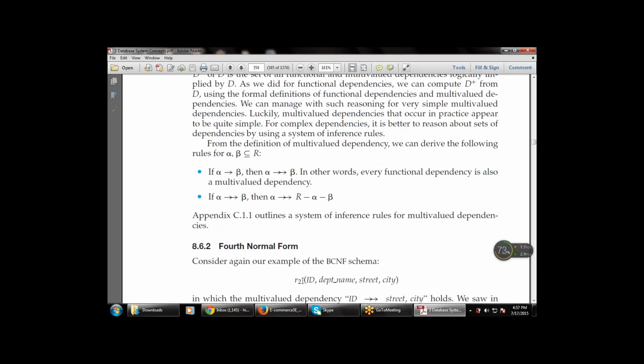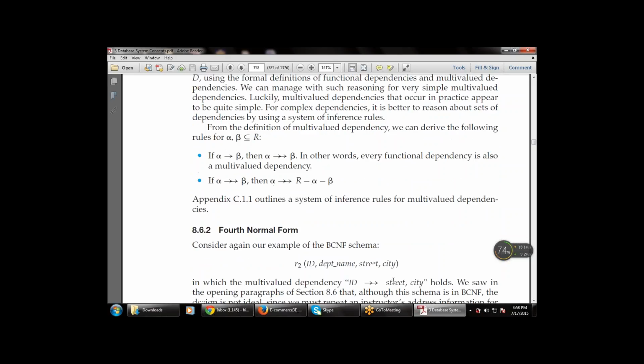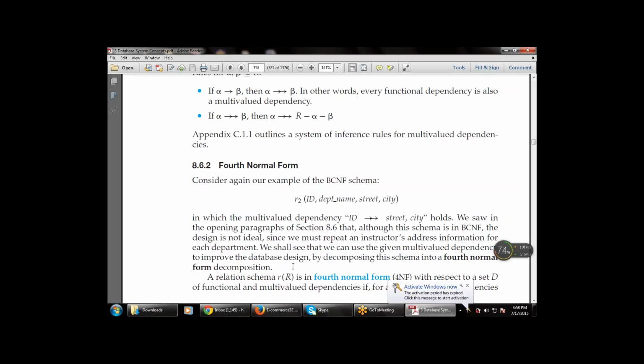The next normal form is the fourth normal form. Now consider our same BCNF example, R2, with ID, department name, street, and city. These are the four attributes available in the R2 relation, in which the multi-value dependency ID arrow arrow street, city holds. That is, there are multiple values, a multi-value dependency, available between R1 and R2.